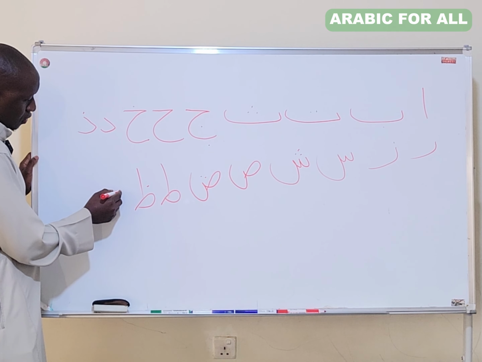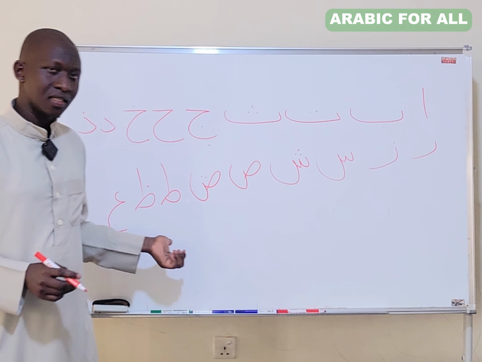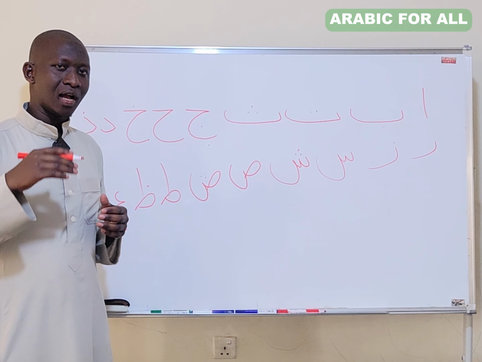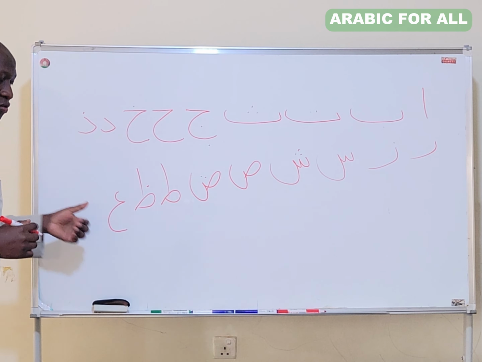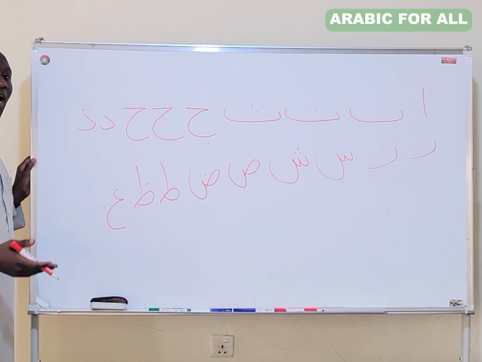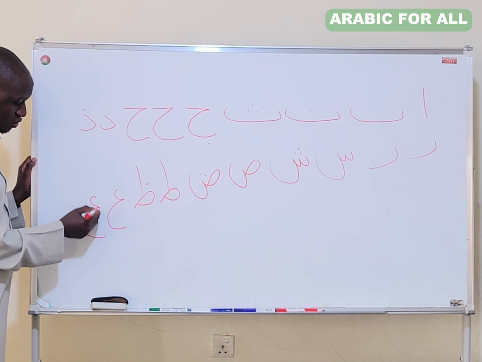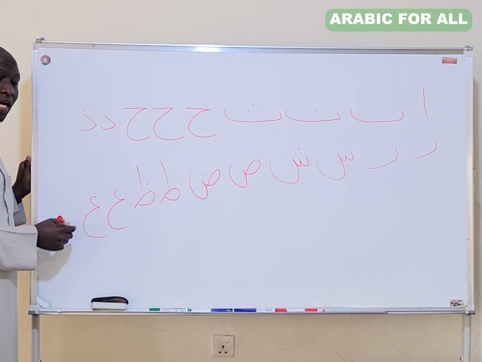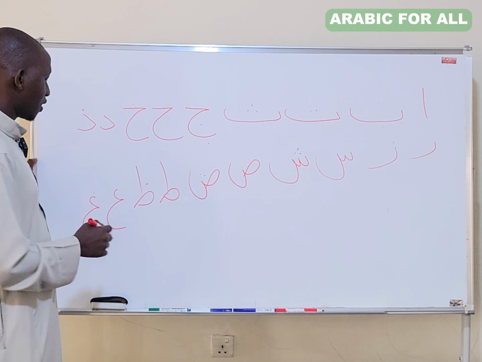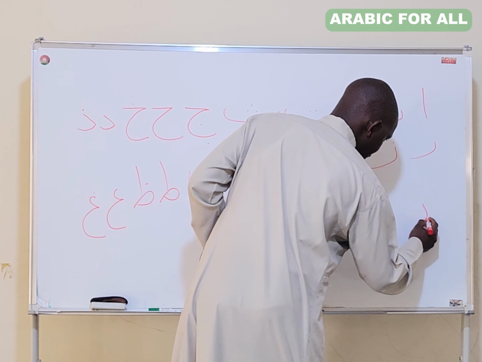Then we have what we call ayn. Ayn comes from the middle of your throat. Say ayn. It is one of the letters that are not found in English alphabets. So they are a bit hard to pronounce, but you say ayn. Then the other one is ghain, which is written like this. Ghain comes from the top of your throat. You say ghain.